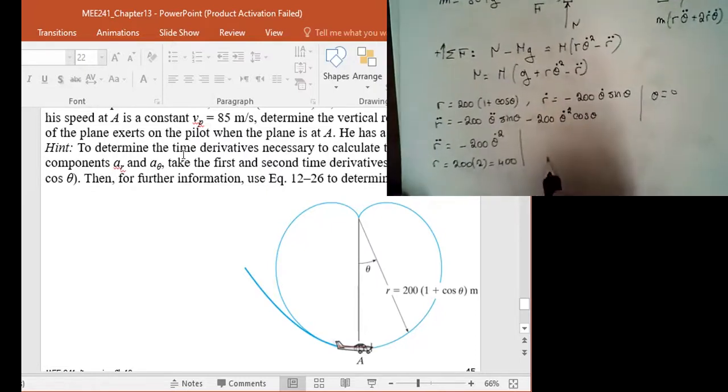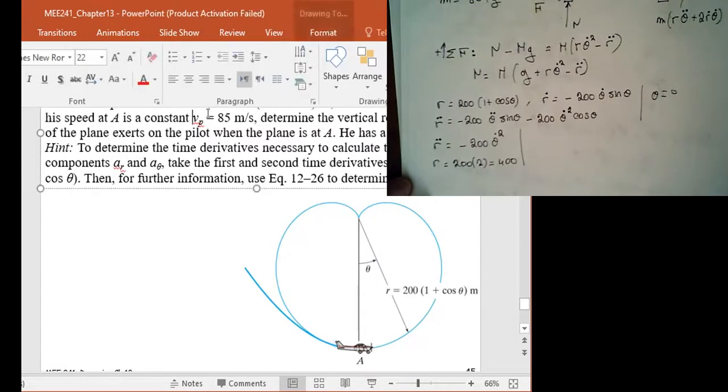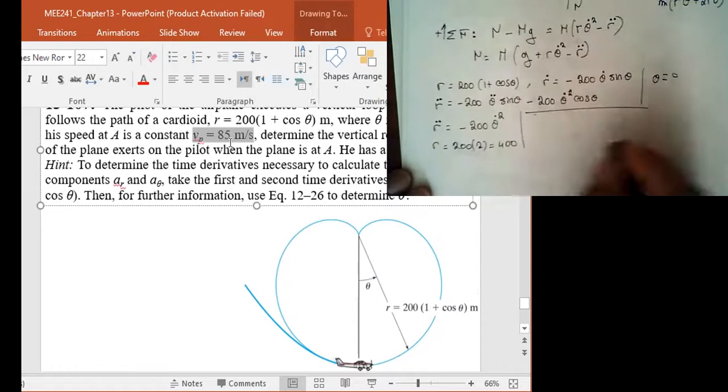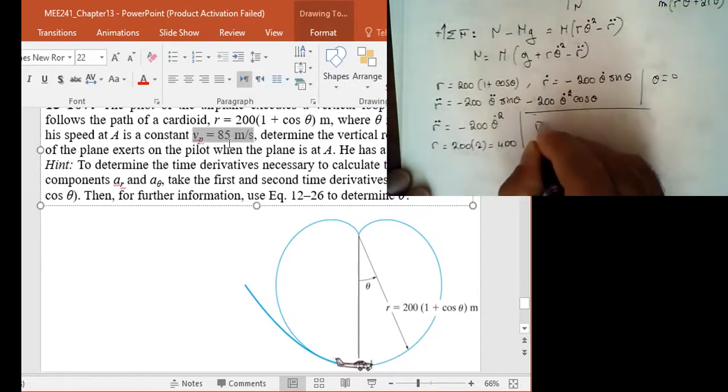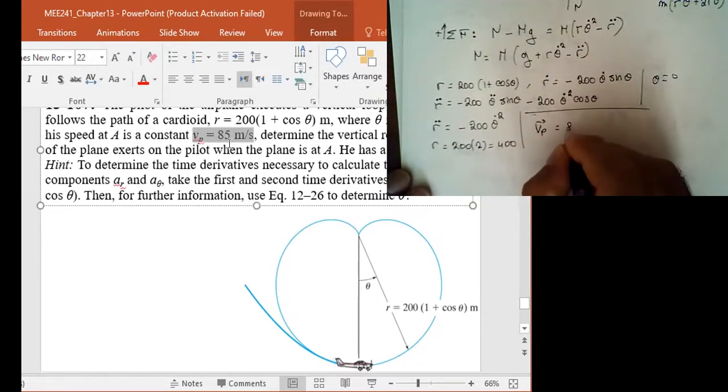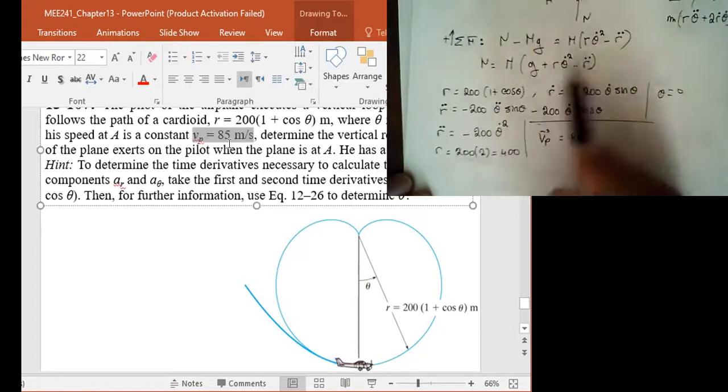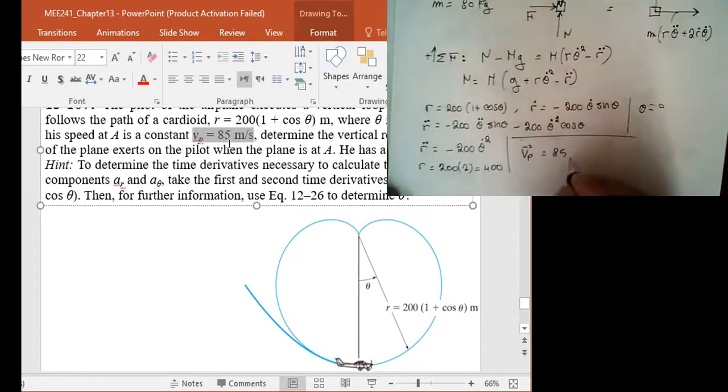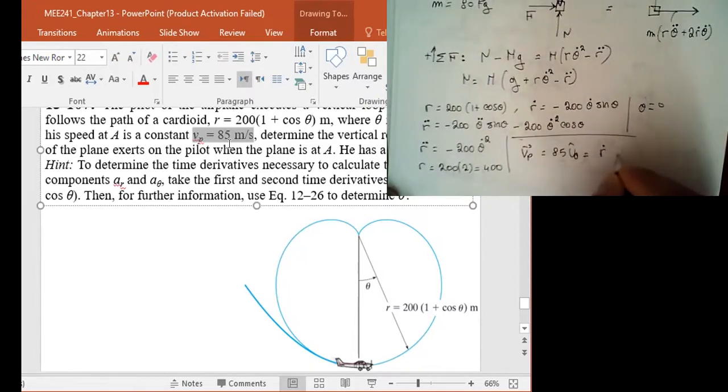Okay, so the solution for theta prime: they actually gave you the velocity of the pilot, and they told you that it's horizontal. So what do we know here? We know that VP is equal to 85, and it is in this direction, the u theta direction. But we know that VP is equal to r prime u_r plus r theta prime u theta. We already know this, so this guy must be 0, right?